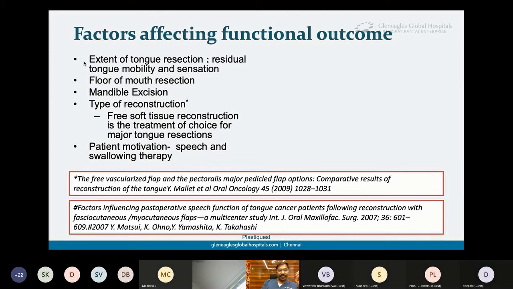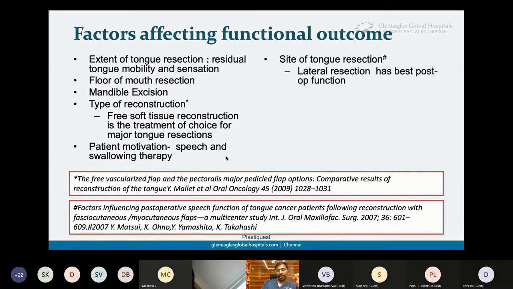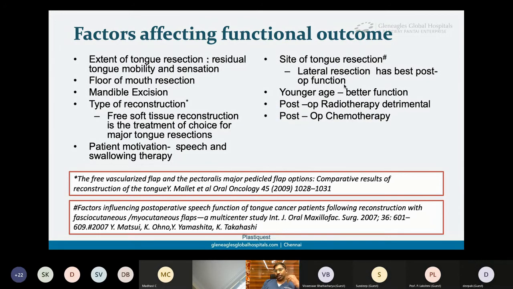And patient motivation, again, this is a quality of life questionnaire, shows that proper speech and swallowing therapy and good family support has a good functional outcome. And the site: in a partial glossectomy, a lateral resection, just like the one which I showed, has the best post-op function, and a younger age has a better function. And post-op, both radiotherapy and chemotherapy have a detrimental effect.